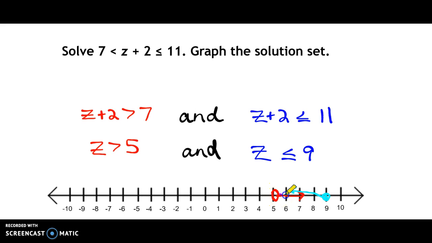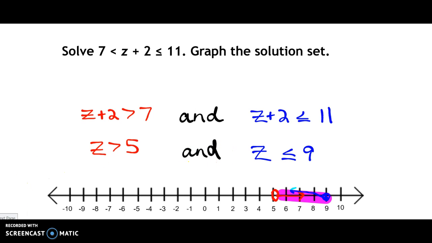So that's just going to be here in the middle where you have this overlap happening, and 9 would be included in your solution set because of this or equal to, but 5 has that open circle, so it still has that open circle boundary. So you're looking at just where both regions of shading happen. That's for an and statement.